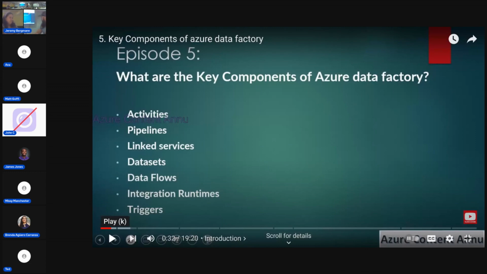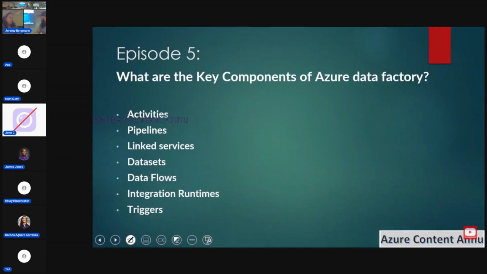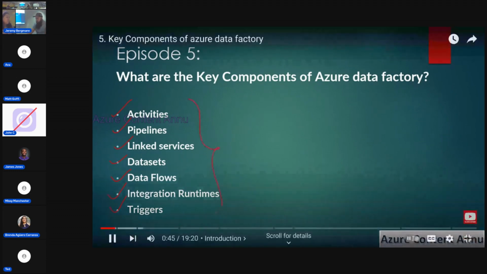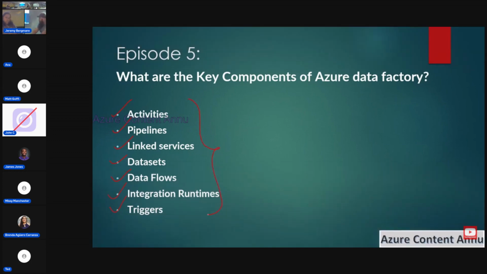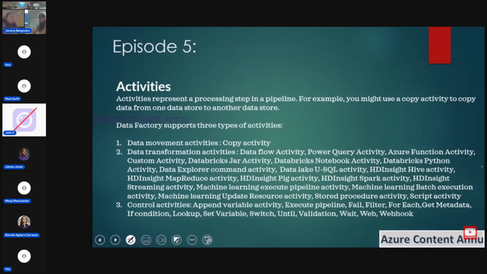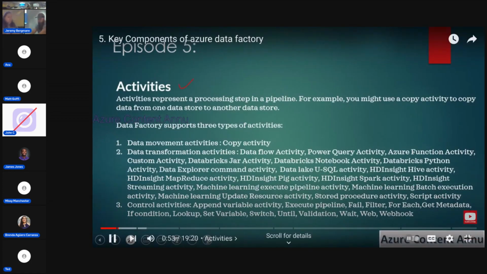The basic key components of ADF, which includes activities, pipelines, linked services, datasets, data flows, integration runtime, and triggers. So we will try to understand each of these components in detail one by one in this video. Okay. So moving on to the first component. So first of all, what are activities?